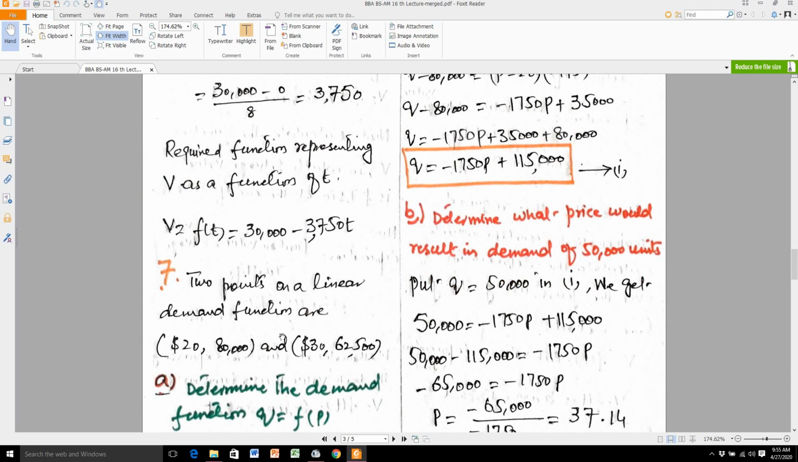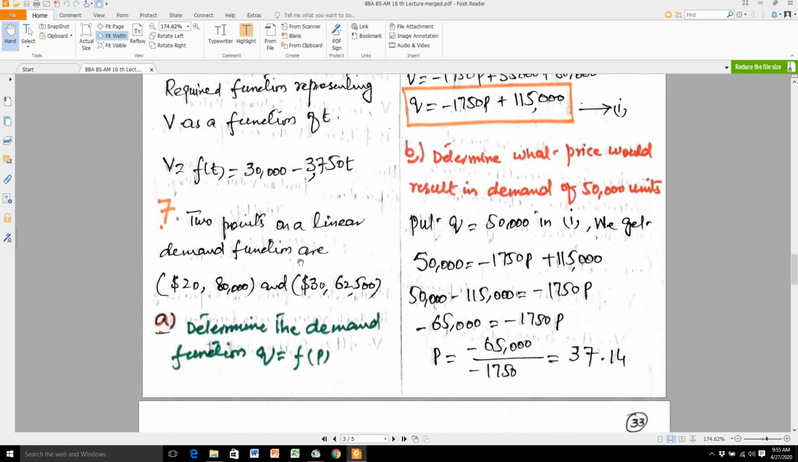So question number 7 is: 2 points on a linear demand function are $20, where the quantity is 80,000, and $30, where the quantity is 62,500. What conclusion can you make from these points? For a comparison we need 2 points. First, in this question, you see here, when the price is $20, its demand is 80,000.